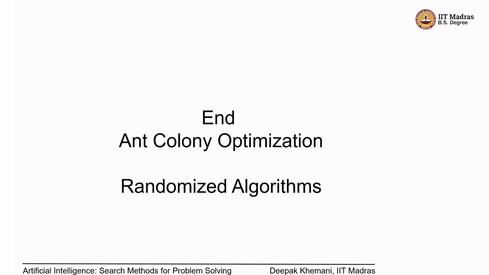So with that, we come to an end with this last randomized approach for optimization that we saw. And next we will move on to the well-known algorithm called A star, which is used for finding optimal paths in graph search.